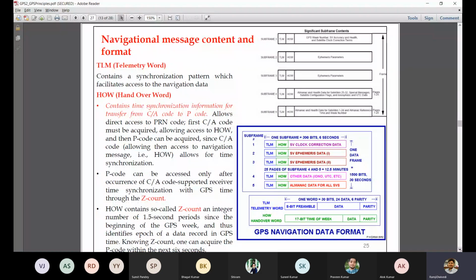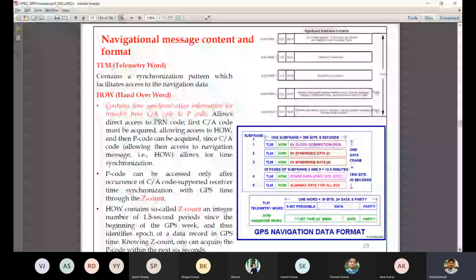For GPS, it is the third day of the week, which started at Sunday midnight. For you, it is Wednesday, but for them, it is the third day of the GPS week. To reach the third day, they need certain time synchronization.